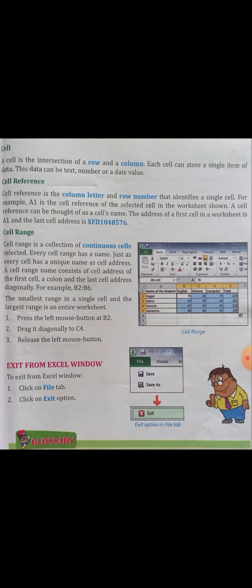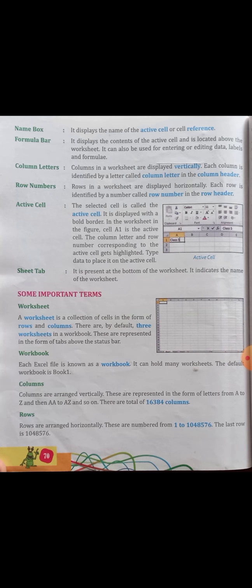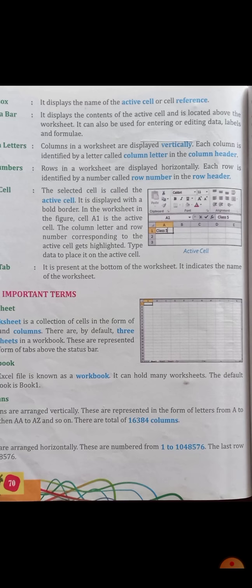Now some important terms which you have to remember in case of MS Excel. Now we are going to discuss that. The first important term we are discussing right now is your worksheet. What is a worksheet? A worksheet is a collection of cells in the form of rows and columns. There are by default three worksheets in a workbook. That means there will be three worksheets, like Sheet 1, Sheet 2 and Sheet 3. You can see in this figure also, children, and in your book also you can see it clearly.